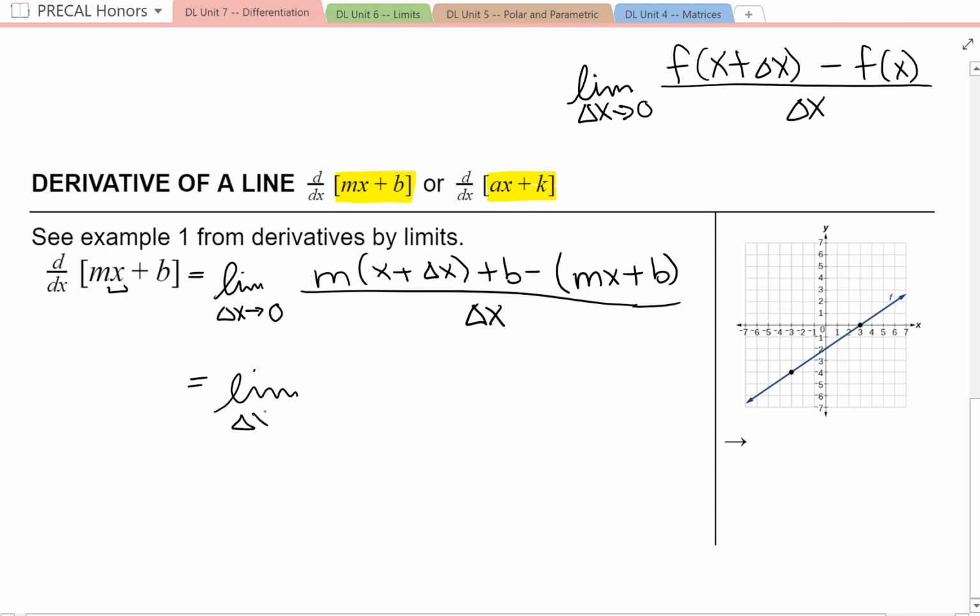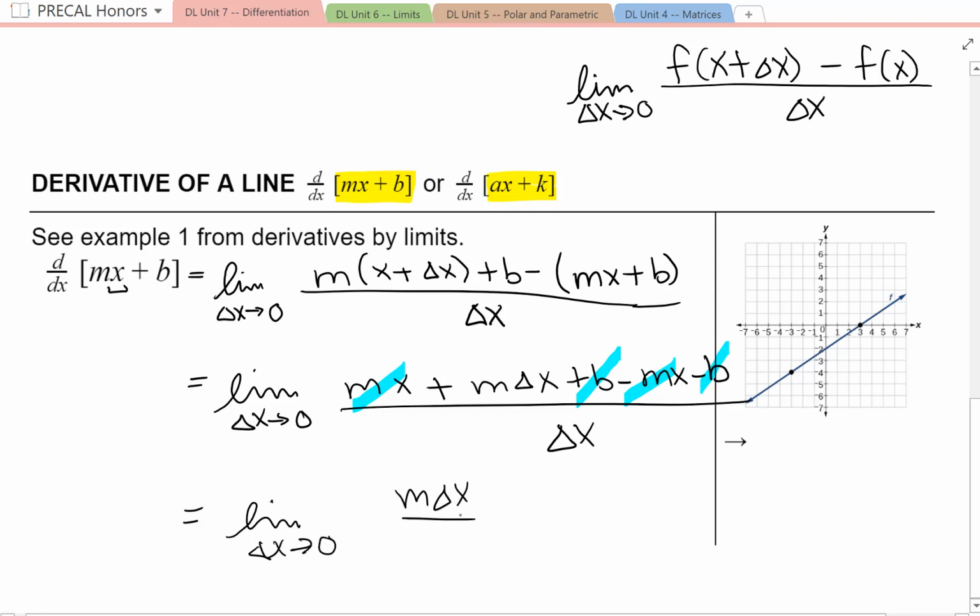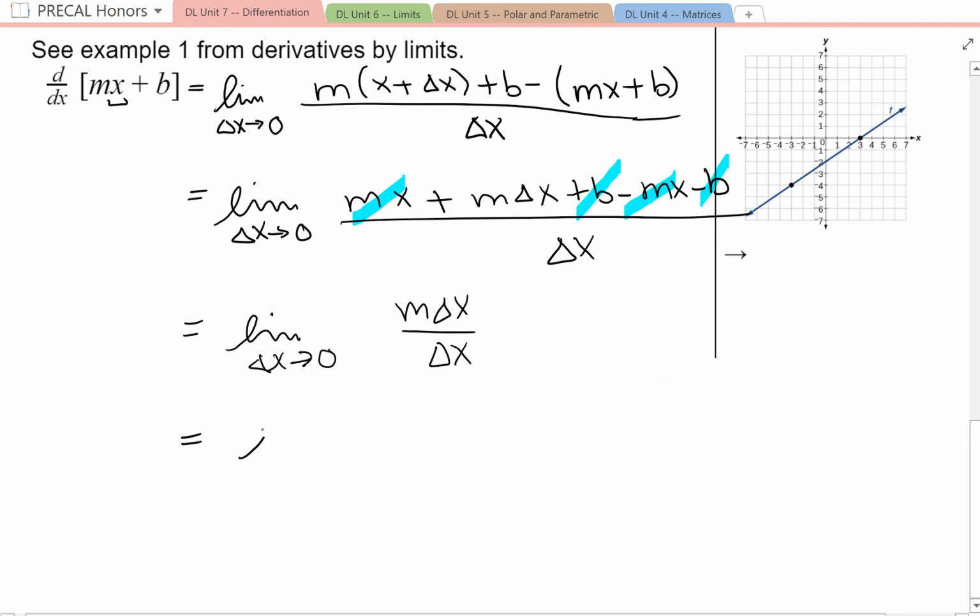So we're going to distribute and simplify the numerator as much as possible. mx plus m delta x plus b minus mx minus b. b minus b is 0. mx minus mx is 0. Okay, we have the limit as delta x approaches 0 of m delta x over delta x. Delta x divided by delta x is just 1. So we're left with m times 1.